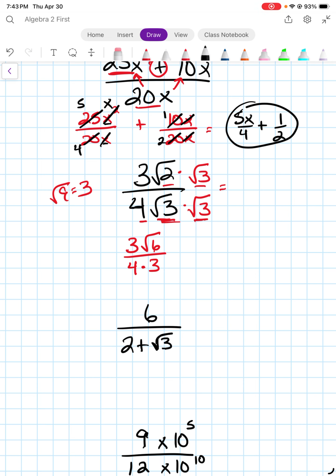There's no plus sign, so this is fair. This is completely legal. You can cancel those 3's out, and your final answer is root 6 on top, the 4 on bottom. The reason we don't go any further, again, you have a root and you have a number. We do not combine them.